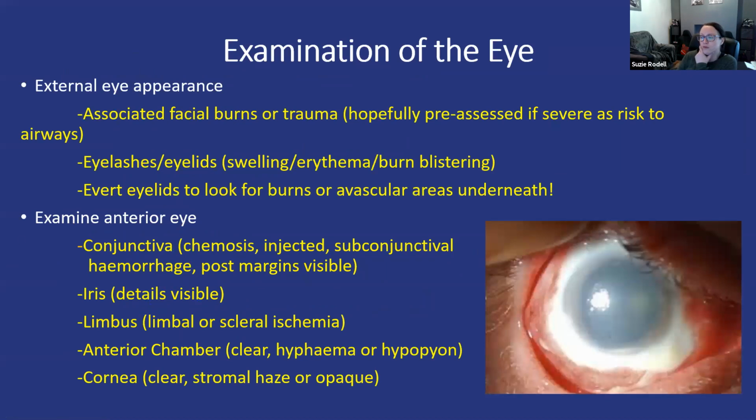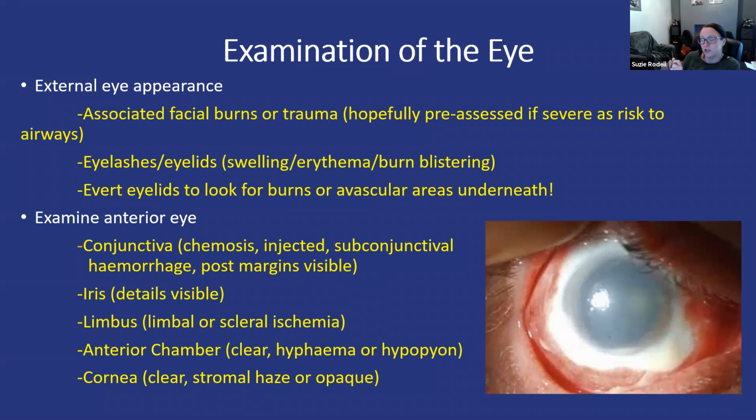So then I move on a bit more sort of closer to the eye itself, and I have a closer look at the external eye. So you want to be documenting if they've got any signs of facial burns or trauma surrounding the eye, noting if the eyelids are swollen or any erythema, any blistering, a bit like you would a typical skin burn. Make sure when you're documenting examination of the eye that you're including the eye socket, the lids and the eyelashes to look. And Sandra, like you said, everting.